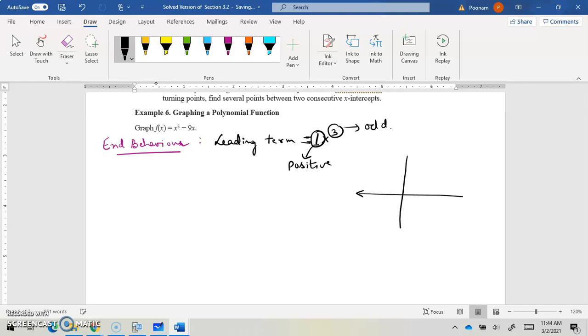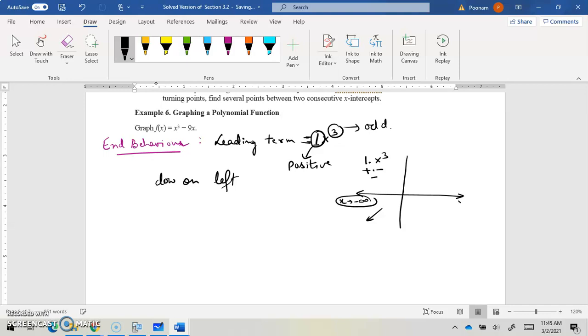A rough idea. When x approaches negative infinity, we have the leading term 1 times x cubed. This is positive times negative. X is very negative, right? X is approaching negative infinity. Negative raised to power 3 would be negative. So the product would be negative. So the graph goes down on the left side.